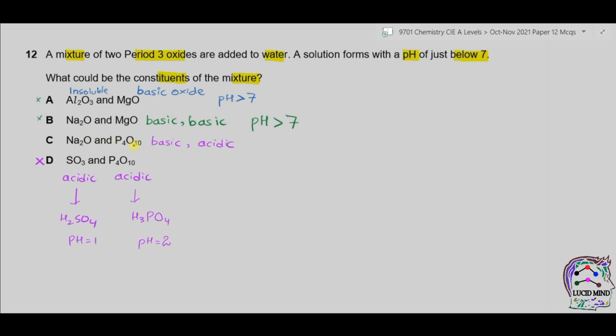So now we can assume that P4O10 forms a little bit stronger acid as compared to the base, or the alkali, that is formed by sodium oxide. So therefore it will be slightly acidic. So part C could be the correct option.